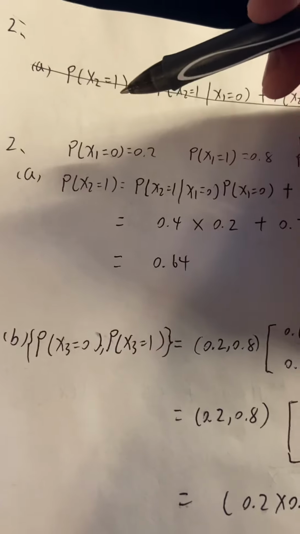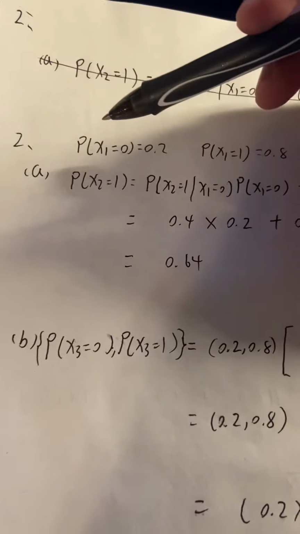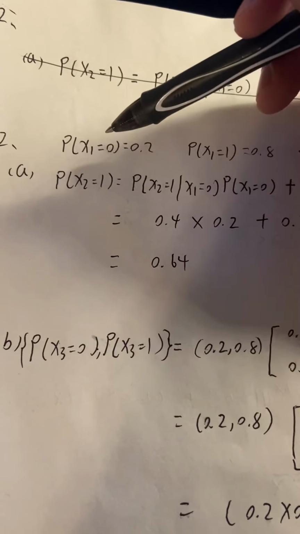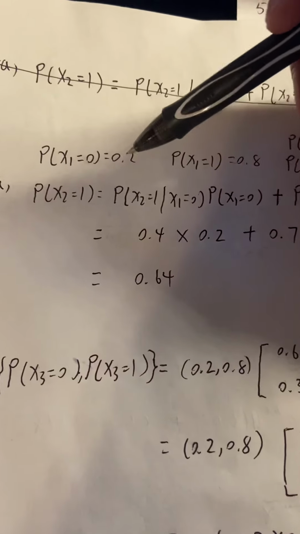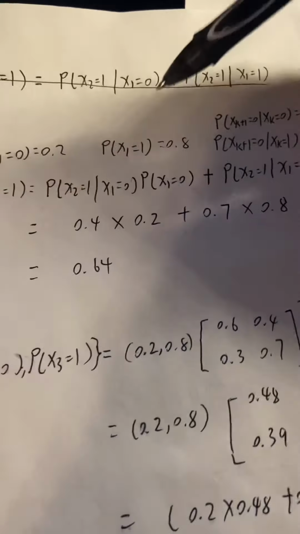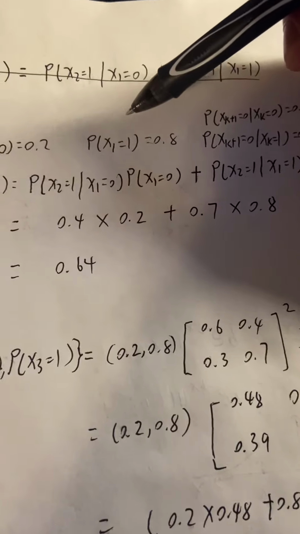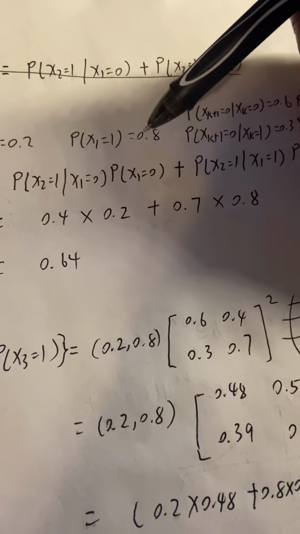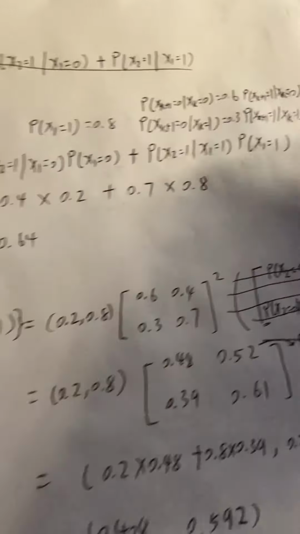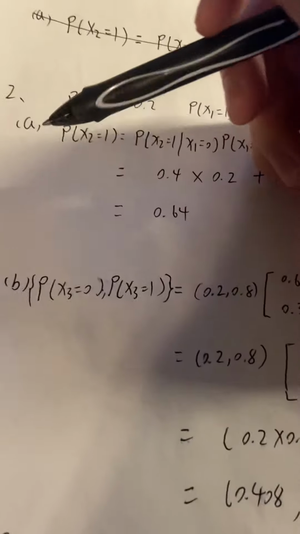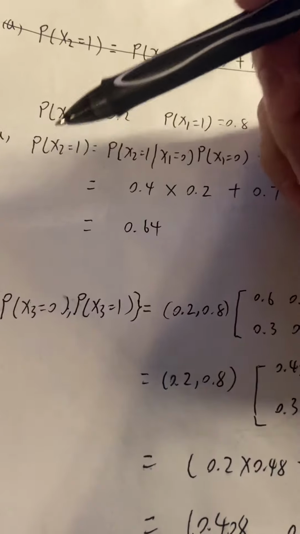The problem 2: given the probability of x1 equals 0 is 0.2, and the probability of x1 equals 1 is 0.8, and the conditional probability. And now we need to compute some probabilities.